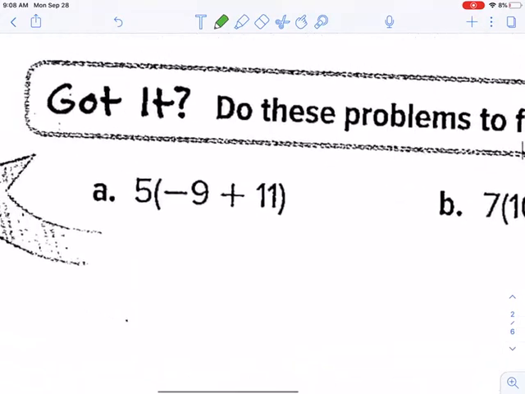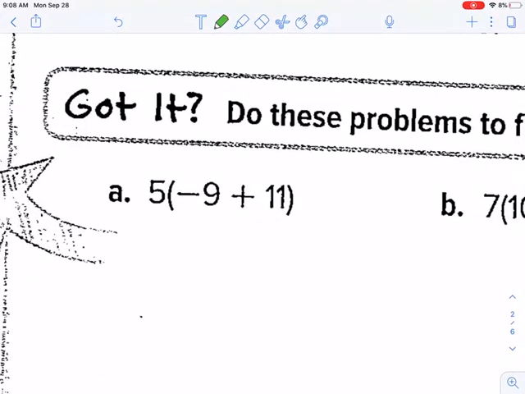So let's go to the bottom. So for letter A, you have 5 on the outside and you have -9 plus 11 inside. So you have to remember, take that 5 times everything inside. Remember, distribute. You distribute papers in class. You distribute newspapers to every house in the neighborhood. All right, so you have to make sure you're getting it to everything in the parentheses.